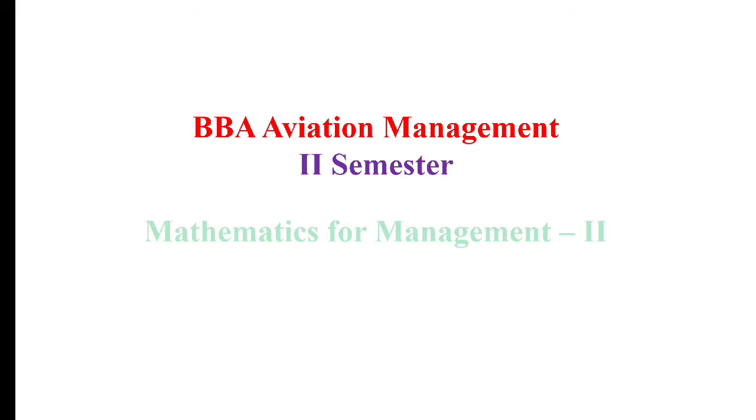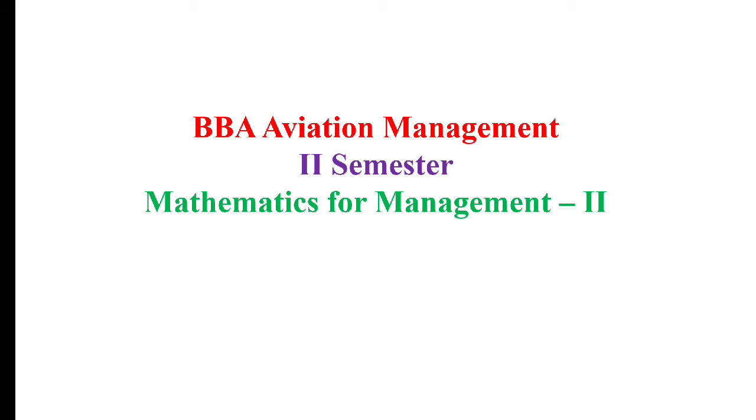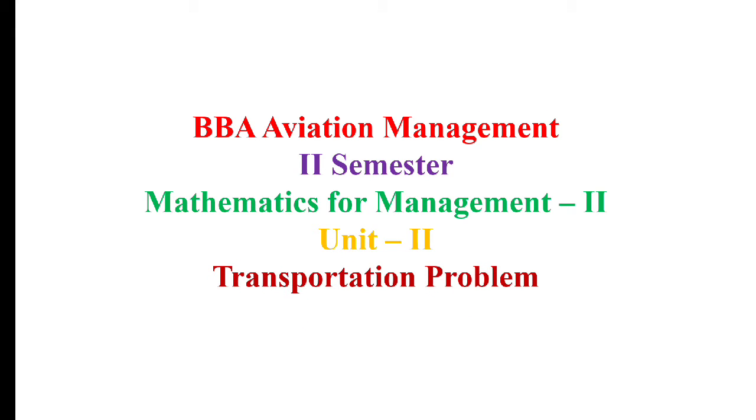Under that course, second semester, Mathematics for Management 2. Under that, unit number 2, Transportation Problems. Here, in the transportation problem, we talk about sources and destinations, how goods reach from one place to another, from different sources to different destinations with the shortest route cost. So this shows minimizing the transportation cost. This is also one of the problems of the operations research model.